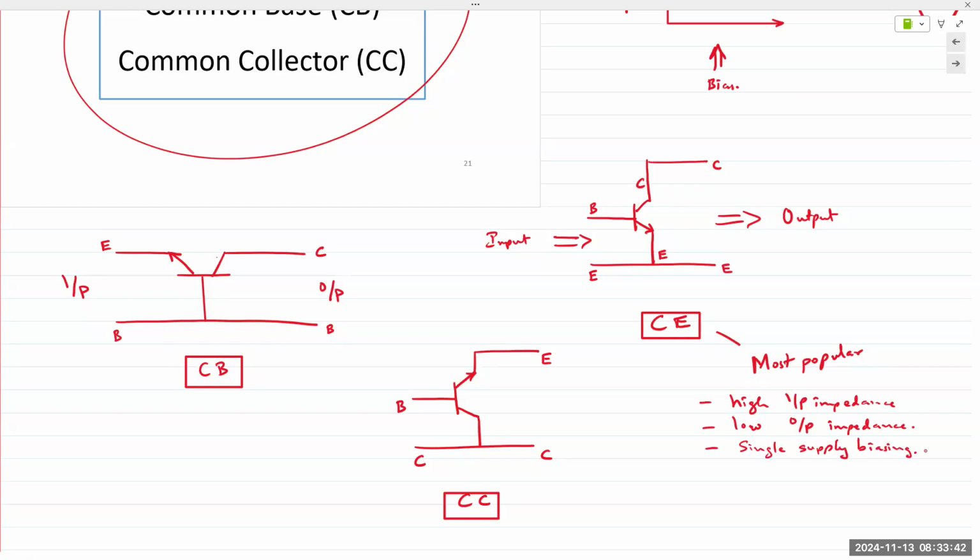And there are a couple of other reasons. These are the three most important ones. So if you're trying to use the BJT as an amplifier, the CE mode is very popular because it has very high input impedance, low output impedance, and you can easily bias it with a single supply. This is also the experiment for next week, CE amplifier. So design of a common emitter amplifier.